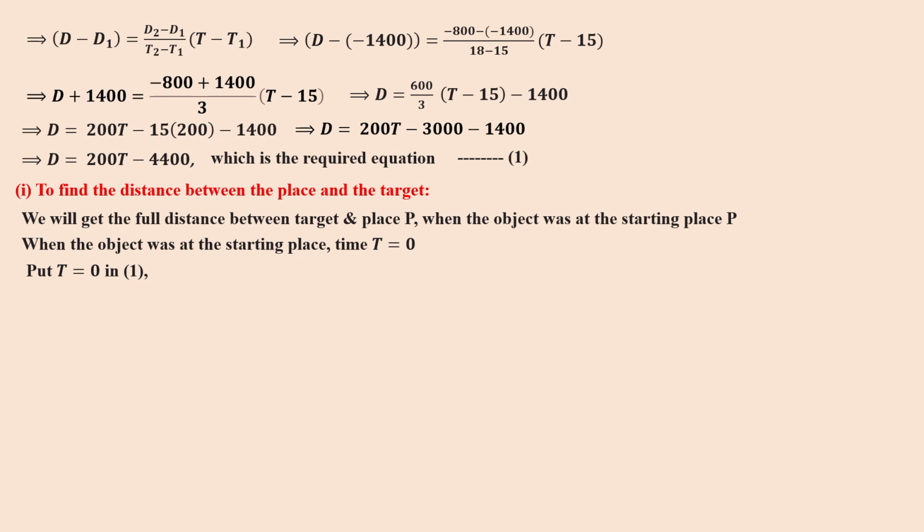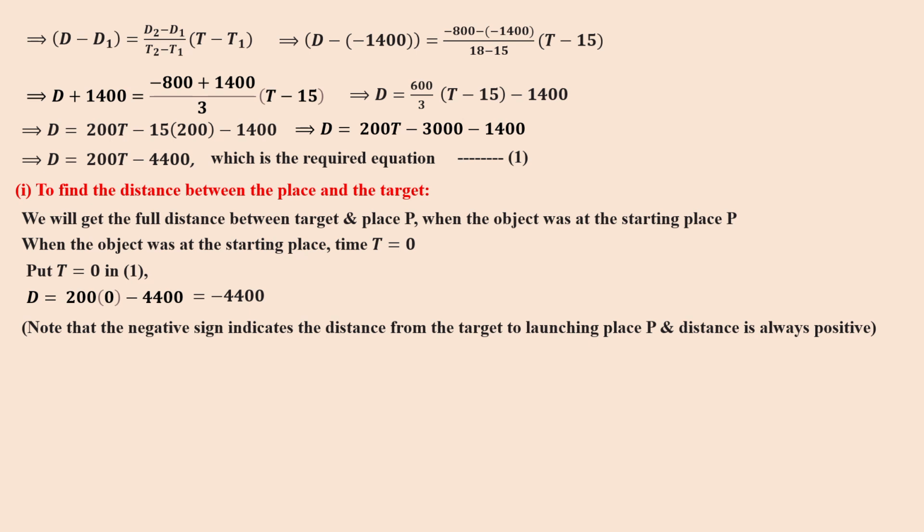So put t equal to 0 in equation 1, we get d is equal to 200 into 0 minus 4400, that is equal to minus 4400. Distance is always positive, so the minus indicates we are measuring from the end point to the starting point. So the distance is equal to 4400 meters, right?